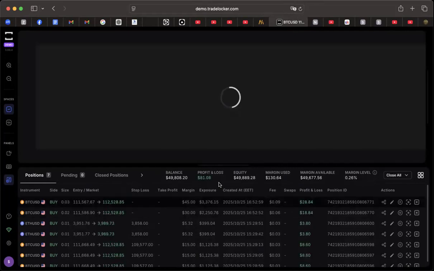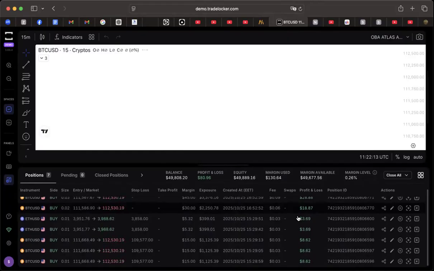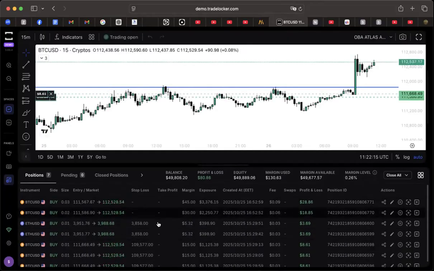Okay, so I'm on $80 profit right now. You can see all of those positions I entered, just 0.01. In fact, even this one I didn't put a stop loss. You can see that I'm about $80 in profit right now on this market. Are you getting it now?